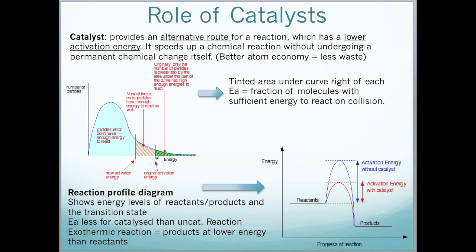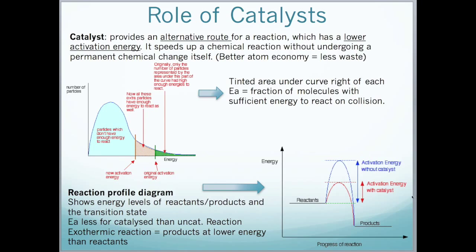So we can see originally we only had the green area. This represents the number of particles that had sufficient energy to react before we added a catalyst. When we add a catalyst, we can see that the area increases, meaning that we now have a larger fraction of the molecules that have sufficient energy to react. We can also use a reaction profile diagram, and this shows us the energy levels of reactants and products and also the transition state.